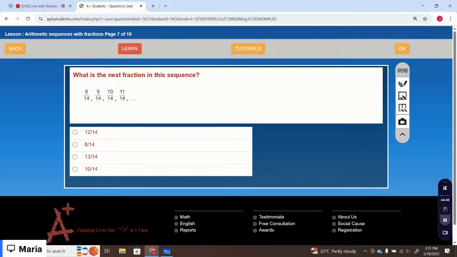What fraction is the next fraction in the sequence? That is 12 over 14. Option number 2 is the correct option. Okay, you can complete the lesson by yourself later today. Let me just move on to the next lesson.